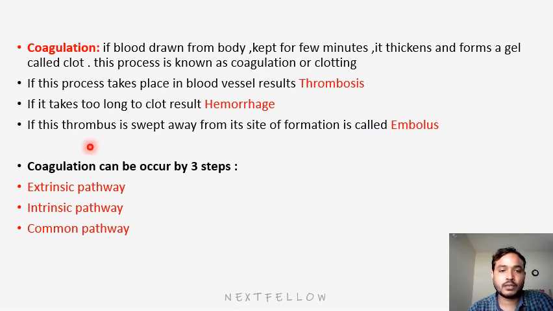Next, coagulation can occur by three pathways: extrinsic pathway, intrinsic pathway, and common pathway. In this coagulation cascade, some factors are involved. What are those factors? We'll see in the following slides.